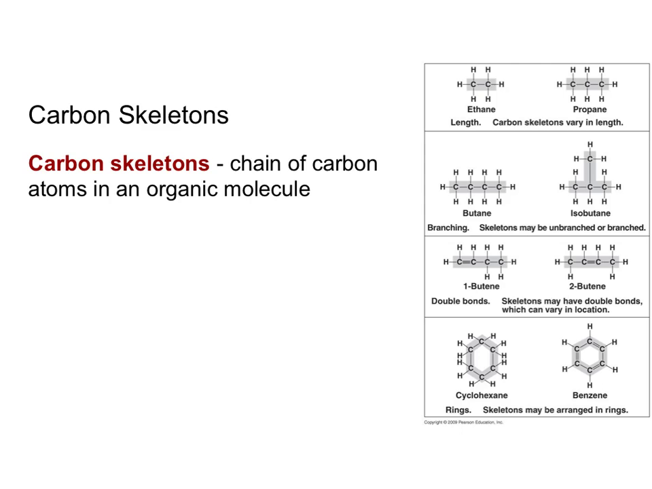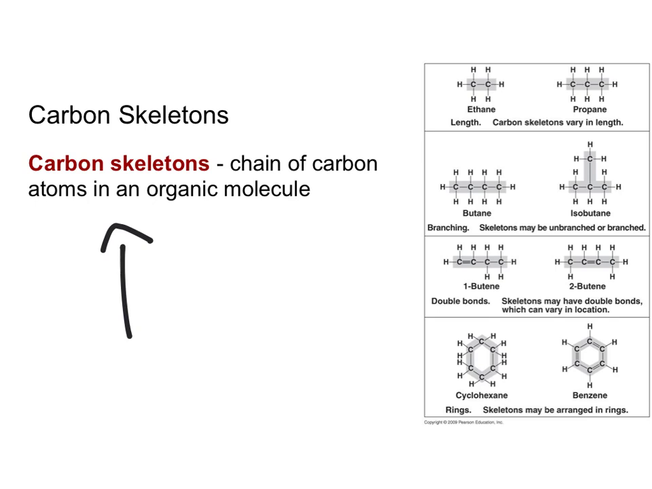So let's talk a little bit about what a basic organic molecule looks like. Any basic organic molecule has 2 main parts. The first part is called the carbon skeleton. A carbon skeleton is a chain of carbon atoms in an organic molecule. And usually you see lots of hydrogens coming off of the carbon skeleton.